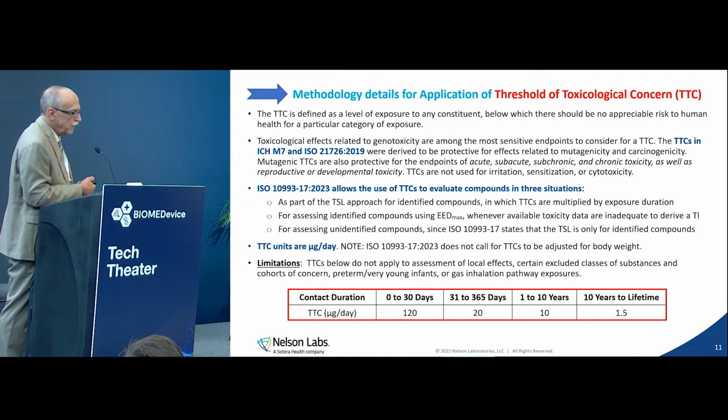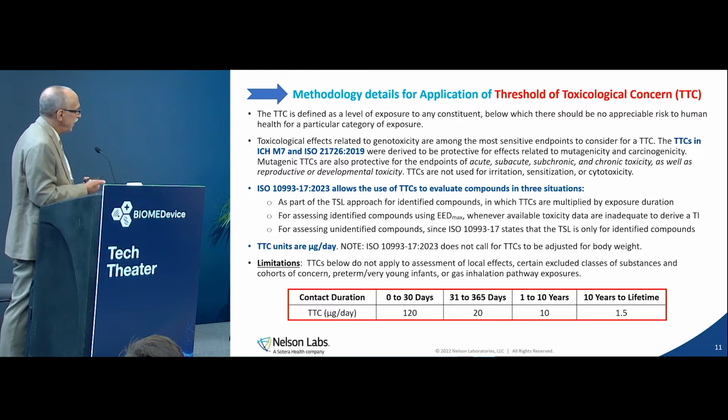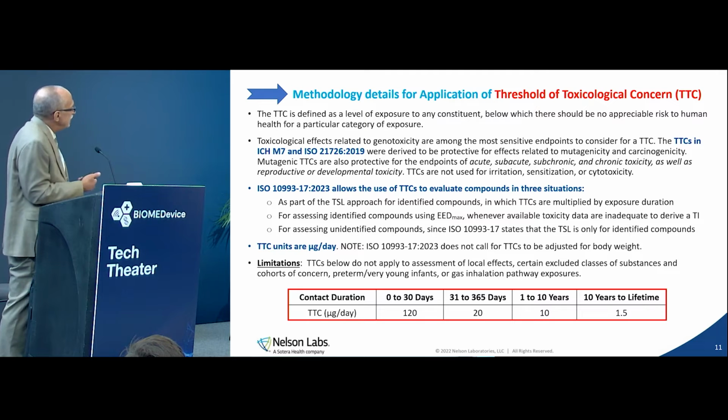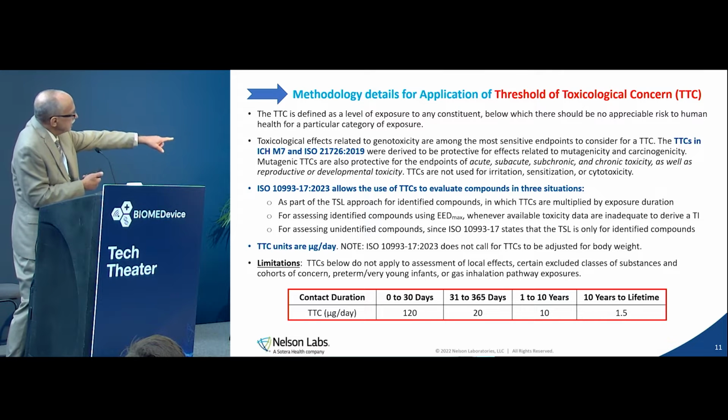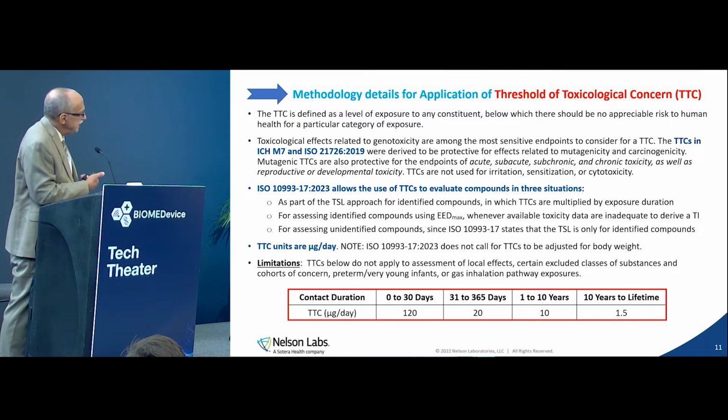Next, we're going to talk about what happens when you can't identify a compound, and it's called an unknown. Well, those are problematic for the FDA because you have to compare them to a very stringent generic threshold, assuming worst case toxicity. ISO 21726 and ICH M7 both specify these thresholds of toxicological concern called TTC down below.